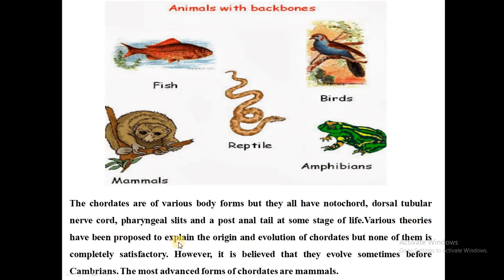Various theories have been proposed to explain the origin and evolution of chordates, but none of them is completely satisfactory. However, it is believed that they evolved sometime before the Cambrian period, and the most advanced forms of chordates are mammals. So with this, I would like to conclude here.